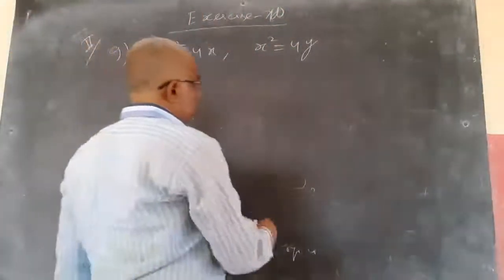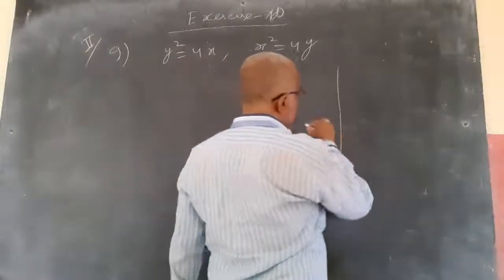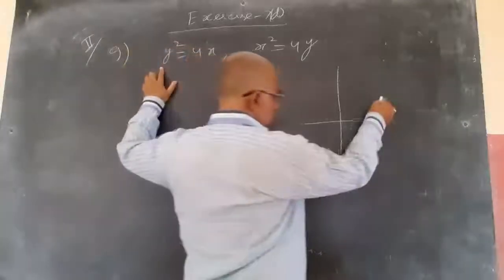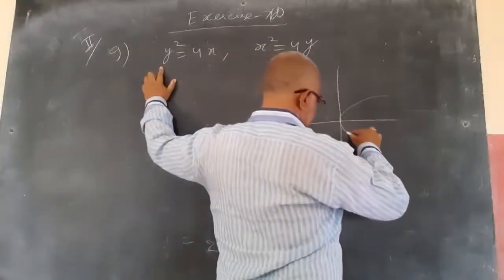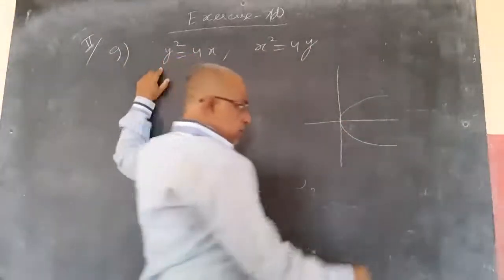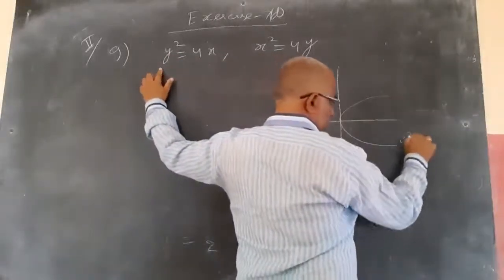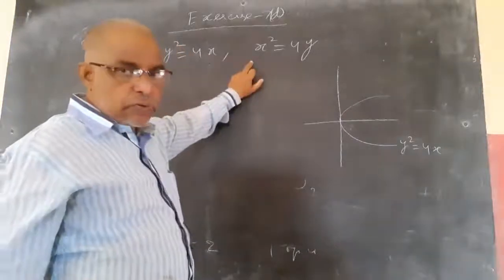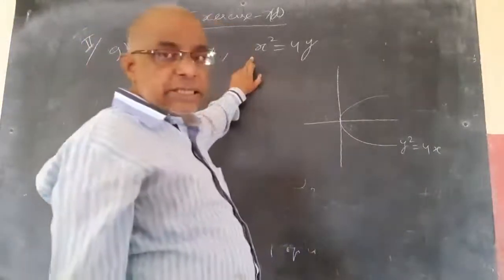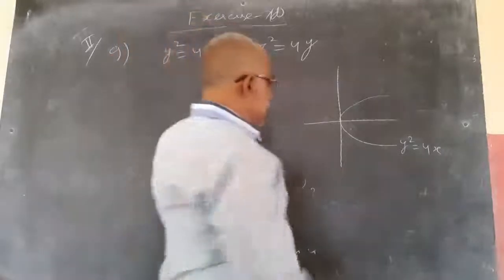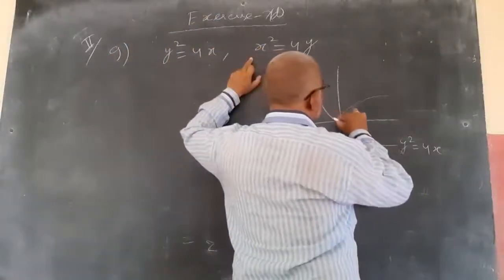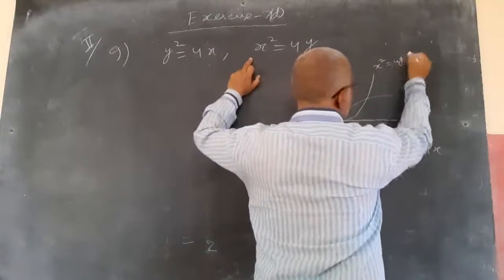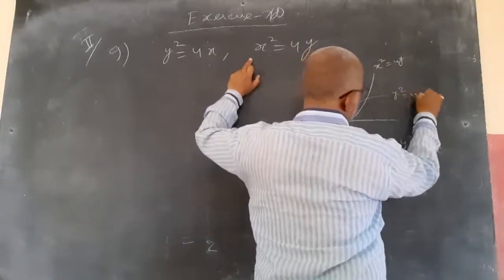So how to solve? Y square equal to 4x. Square is for y, meaning it is symmetric about the x axis, I told. So y square equal to 4x is a curve like this. Next another curve, x square equal to 4y. Square for x means it is symmetric about the y axis, I told. So like this. This is x square equal to 4y. This is y square equal to 4x.